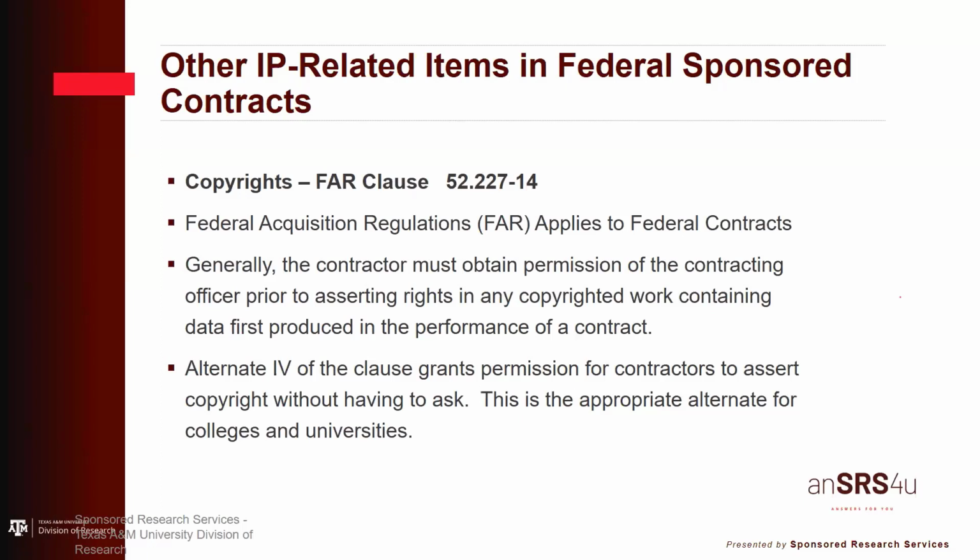contractors, which in this case would be the university or one of the member agencies, are allowed to assert copyright on our own without getting the contracting officer's approval if we have certain alternates in place. And I have referenced here Alternate 4. Under this clause, it grants us permission under 227-14 to assert the copyright without having to ask. So typically, whenever we're negotiating a contract, we want to make sure that we put this alternate in place so that we automatically can assert copyrights to data, software and things that we do without having to ask their permission.